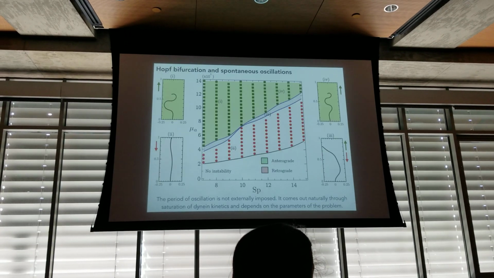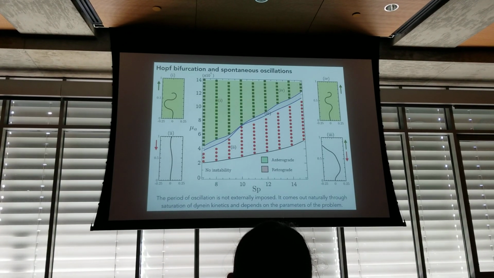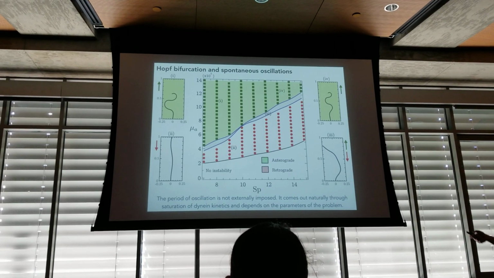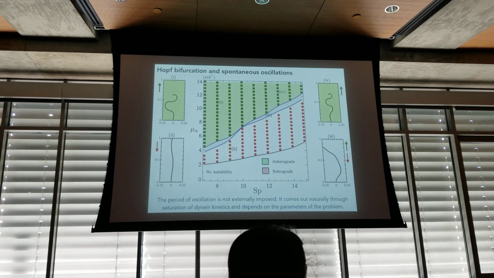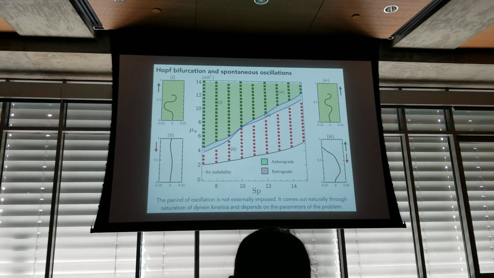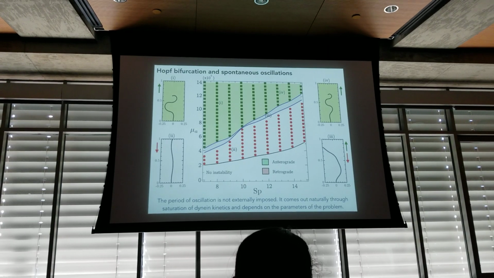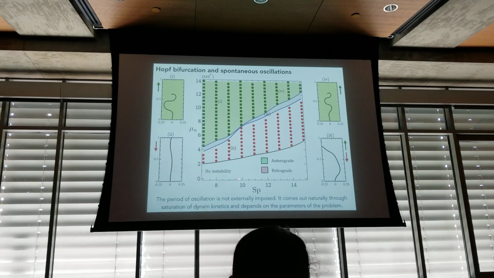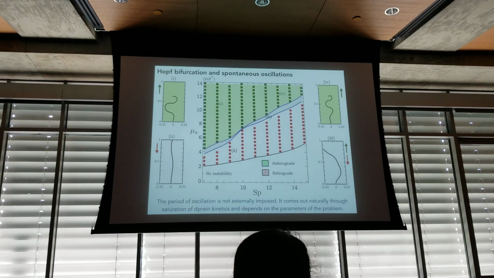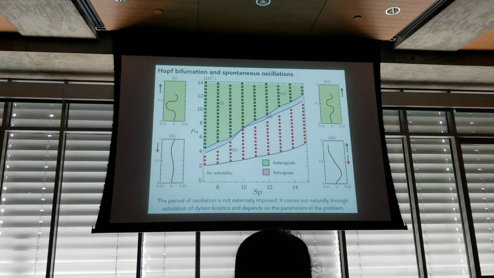Okay, so this is a typical phase chart. On the x-axis, I'm plotting sperm number. So as you go from left to right, I'm increasing the damping in the problem, or the viscosity of the problem. On the y-axis, I'm plotting activity. So as you go from bottom to top, I'm increasing the active forces in the problem. For a given sperm number, as you keep on increasing activity, there is a critical value at which a Hopf bifurcation takes place, which you can predict through linear stability.